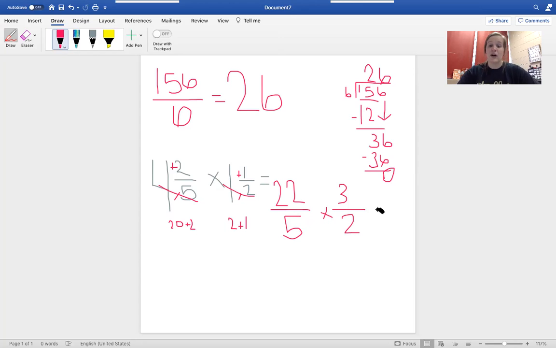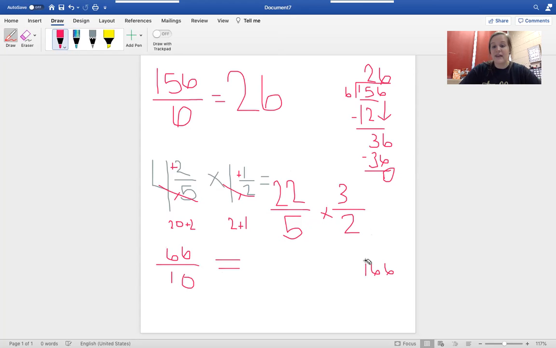Now we multiply across. 22 times 3. Well, I know that 3 times 2 is 6, and then 3 times 2 will also be 6. So that's going to give us 66 all over, what is 5 times 2? 10. Great job, guys. Now we need to change it back to a mixed number. This one I can do in my head, but if you can't, go ahead and write it out.